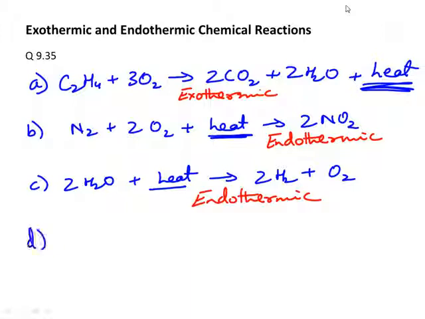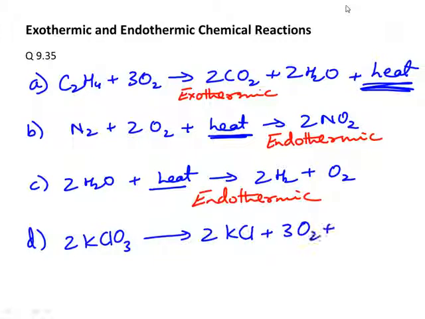D, 2KClO3 produces 2KCl plus 3O2 plus heat. Heat is a product. It was made, it was released, and hence that's an exothermic reaction.